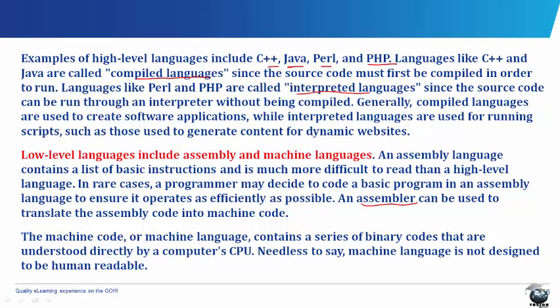The machine code or machine language contains a series of binary codes that are understood directly by a computer's CPU. Needless to say, machine language is not designed to be human readable, so you can't understand it. It is mainly zeros and ones, because it is written just for the computer to understand in binary codes.